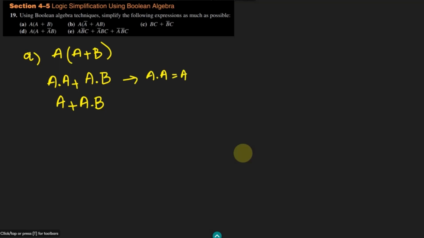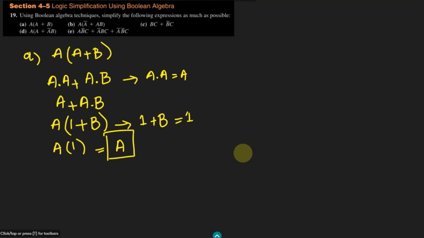Now here, taking this A common from here, A is common now, so 1 plus B will remain here. Okay, so from it we can very clearly see that 1 plus any literal or any variable will give us 1. Whatever here will be, it will give us 1. So the simplified form of it will be this A. So this is the answer of part A.